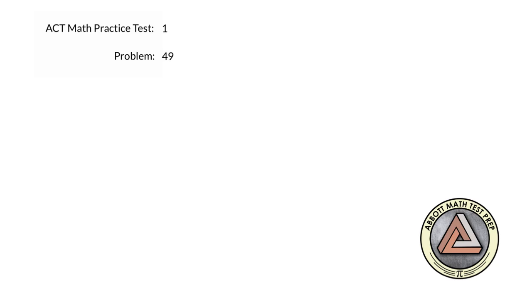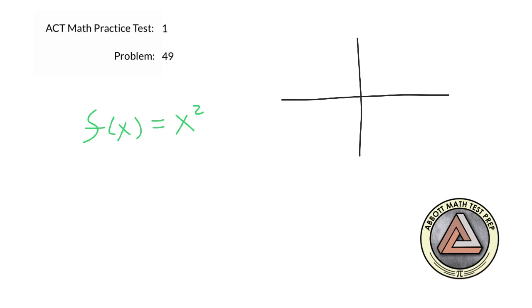Problem number 49 turns out to be easier than it looks once you know how to transform parabolas. So the parent function of a parabola is as follows. Let's call it f of x equals x squared. Really all you need to know is the following information, where the parent function is just a regular parabola that looks like this, and it goes on forever like that.